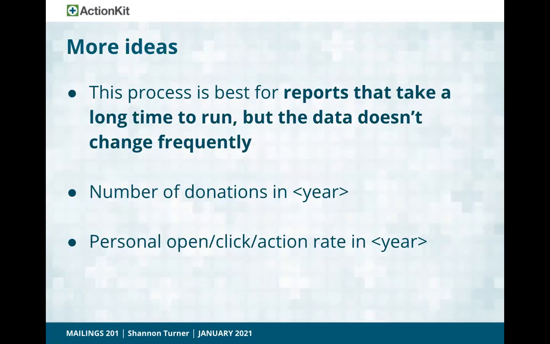So maybe the number of donations a person made in a year, right? You can have the amount, you can have the number. Those are good ones that you could do. And also, the numbers aren't going to change. It's in the past. You could also do what was their open, click, or action rate over time. That could be interesting to look at as well.